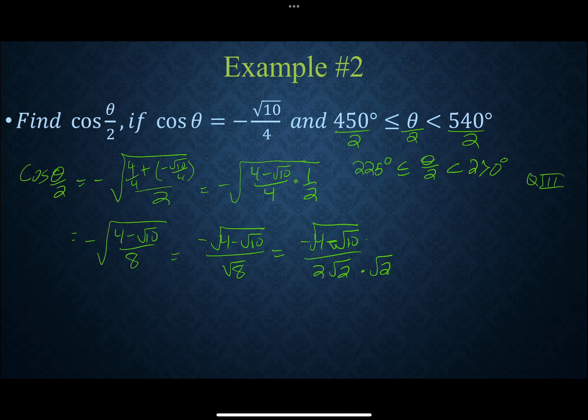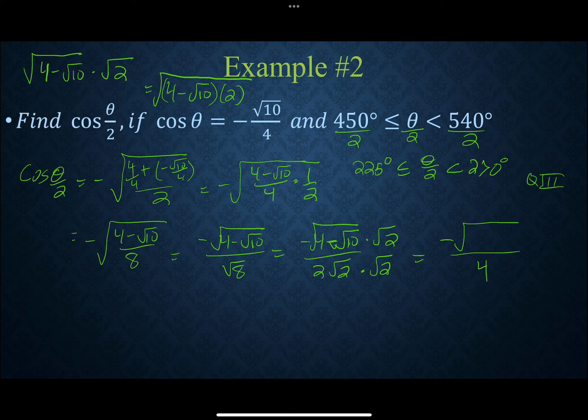Now, rationalizing, you have to be very careful with this expression that's going on right here. The bottom is going to be a 4, because root 2 times root 2 is 2, times the 2 on the outside is going to be 4. For the radical there, we are doing the square root of 4 minus root 10 times the square root of 2. And when you're multiplying two square roots together, you're multiplying the insides. So the inside is 4 minus root 10 times the other inside of 2. That's all occurring inside a big square root. So we're going to get the negative square root of 8 minus 2 root 10. And that's as far as we're able to go.